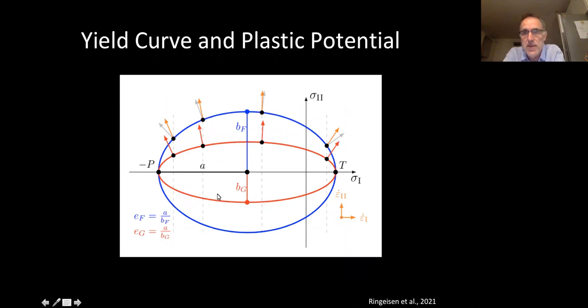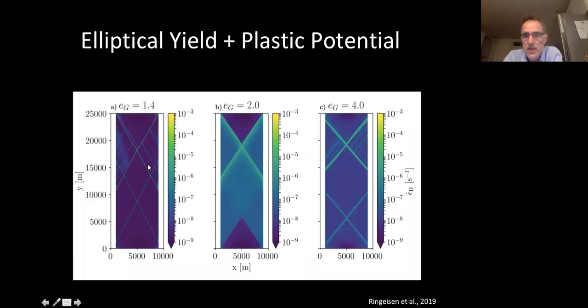Now, if we dissociate the yield curve from the plastic potential, what we do here for simplicity is use an elliptical plastic potential in red with the standard elliptical yield curve in blue. You can see now that it's a non-normal flow rule, because the flow is perpendicular to the plastic potential, and it's no longer perpendicular to the yield curve because they have different aspect ratios. When we test this, we see again failure lines that are very similar to what is observed in the field.